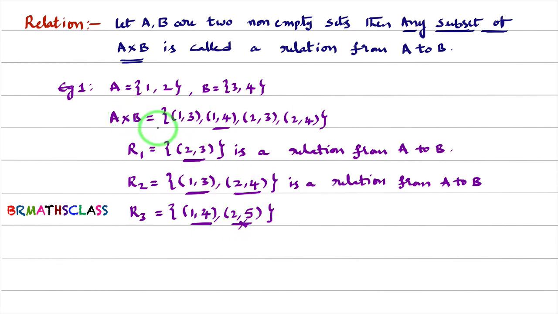I hope you are understanding. What is the definition of relation? Any subset of A cross B is called a relation from A to B. Here you see, I'll consider R3 like this, the ordered pair (1, 4).